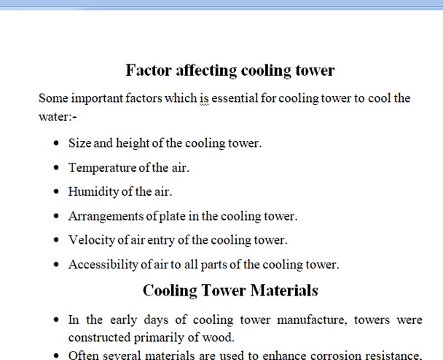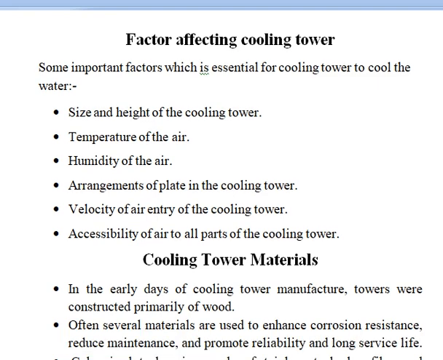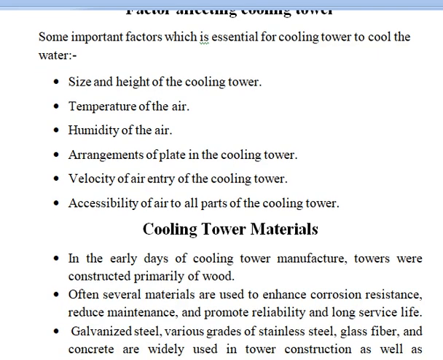Then discuss the factors affecting the cooling tower. What are the factors affecting the cooling tower? There are some important factors which are essential for the cooling tower to cool the water. The main function is to cool the water. Therefore: the size and height of the cooling tower, temperature of atmospheric air, humidity of air, arrangement of plates in the cooling tower, velocity of air entering the cooling tower, and accessibility of air to all parts of the cooling tower. These are the parameters.